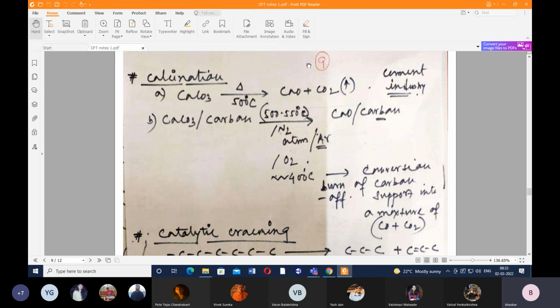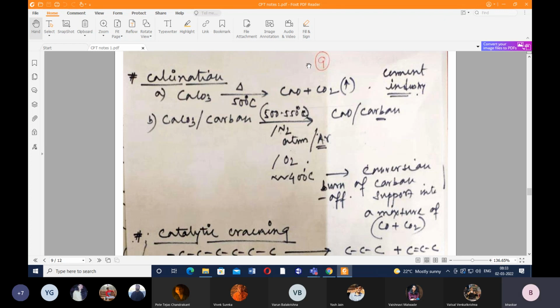Instead of using oxygen atmosphere, here we will switch to either nitrogen atmosphere or helium atmosphere or argon atmosphere. In the inert atmosphere, what happens is it will prevent the excessive burn-off of the carbonaceous material. So in order to avoid the excessive burn-off of the carbonaceous material, we cannot carry out the calcination reaction in the oxygen atmosphere or in air atmosphere.